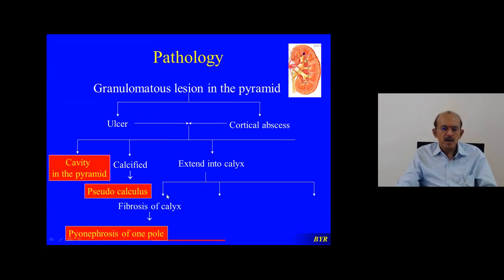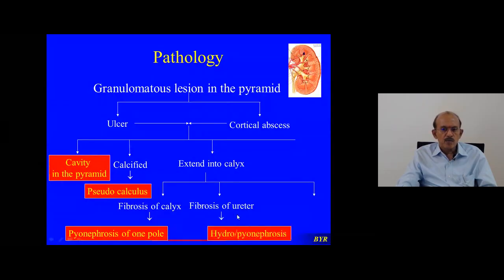So there will be chronic calyceal inflammation producing fibrosis. This fibrosis will produce stricture of the calyx. Whenever there is obstruction plus infection, that leads to pyonephrosis of one pole of the kidney. The infection may spread down to the ureter and produce stricture of the ureter. Then that produces either hydronephrosis or tuberculous pyonephrosis.